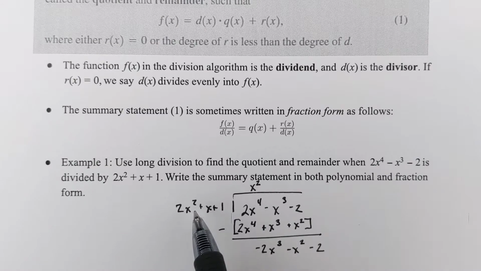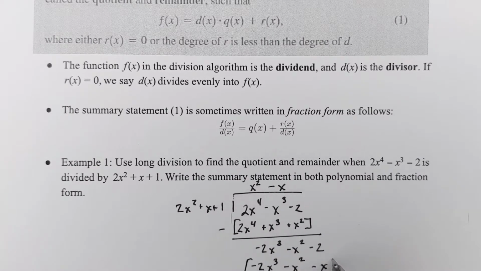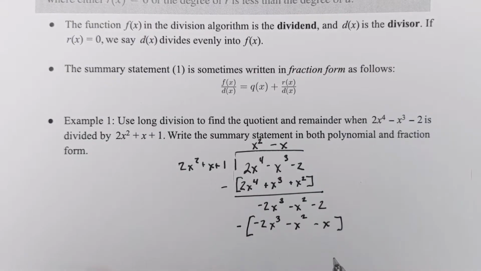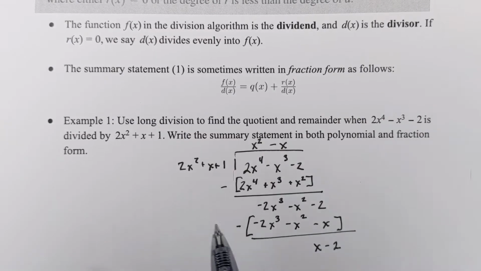What do I multiply 2x squared by to get negative 2x cubed? Well, I need to multiply by negative x. So negative 2x cubed, negative x squared, negative x. And then I subtract all that again. So those cancel, negative x squared minus negative x squared is 0, and I have x minus 2. And now I can't go any farther because I can't multiply 2x squared by anything to get that.